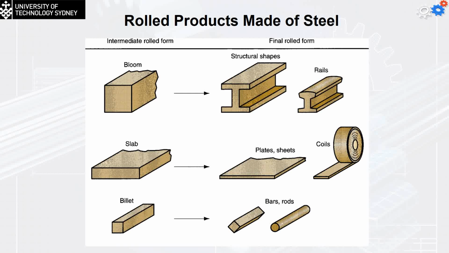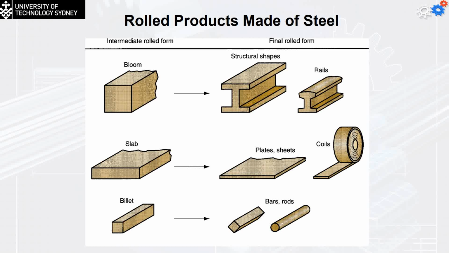Now, these usually are going to be net shape parts. You don't have to do any extra machining on it to use it, maybe just the drilling of the holes to fix it in the structure. Also, I can use the slab and make it thinner to make plate, sheets, or coils. I can get the billet and change it into bars or rods.